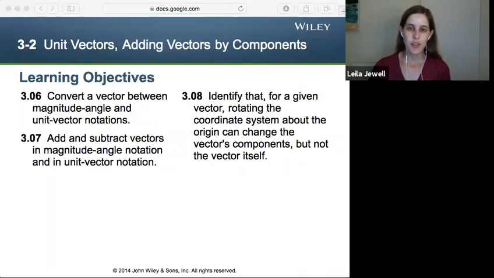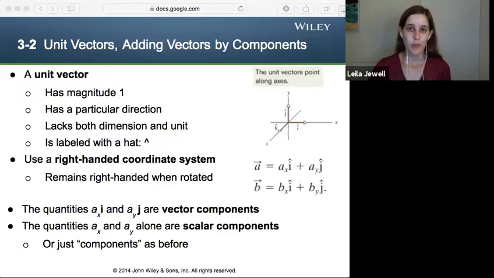Section 3.2, unit vectors, adding vectors by components. All right, so what is a unit vector? A unit vector is a vector, but it's one that has a magnitude of 1 unit, just one. I like to think of unit vectors as pure direction. So it lacks both dimension and unit. It's not giving you size or even units. It's just saying this direction or this direction.